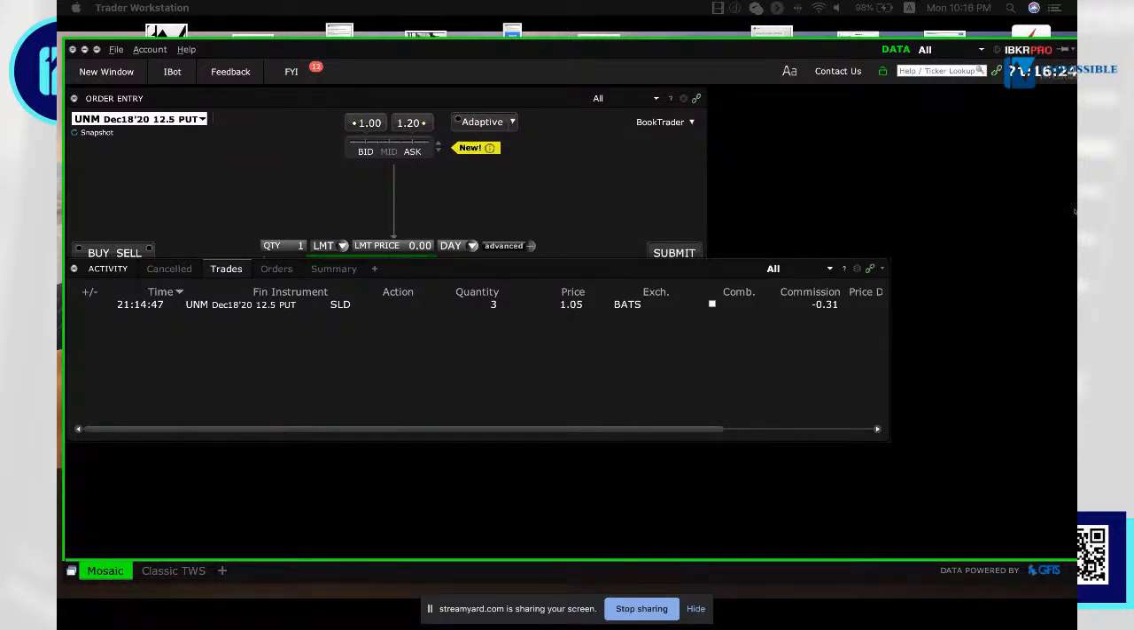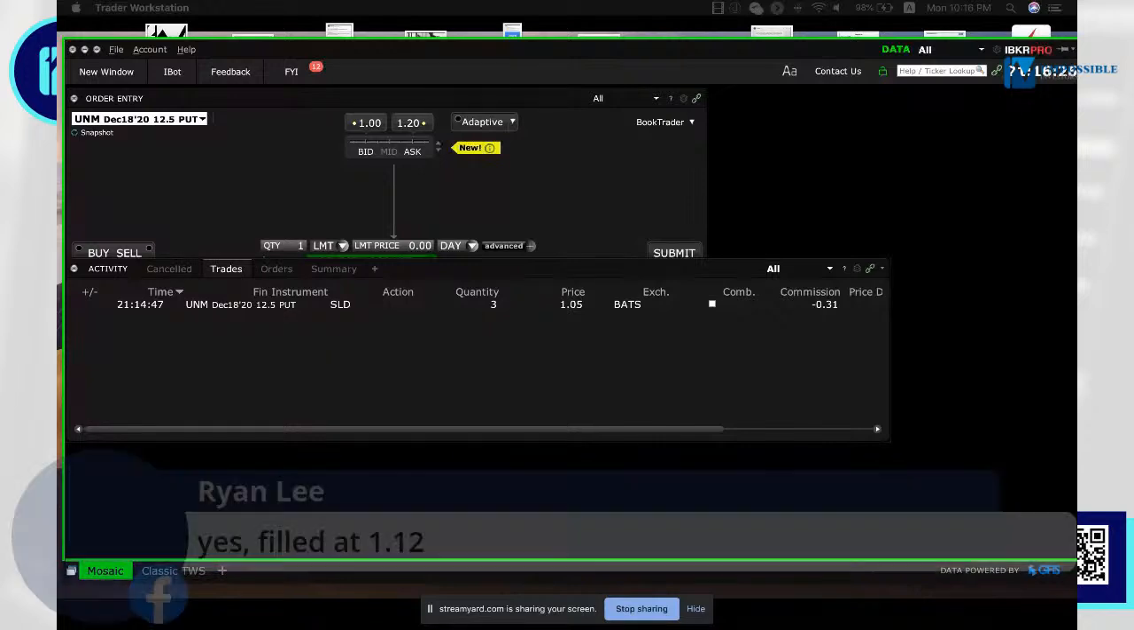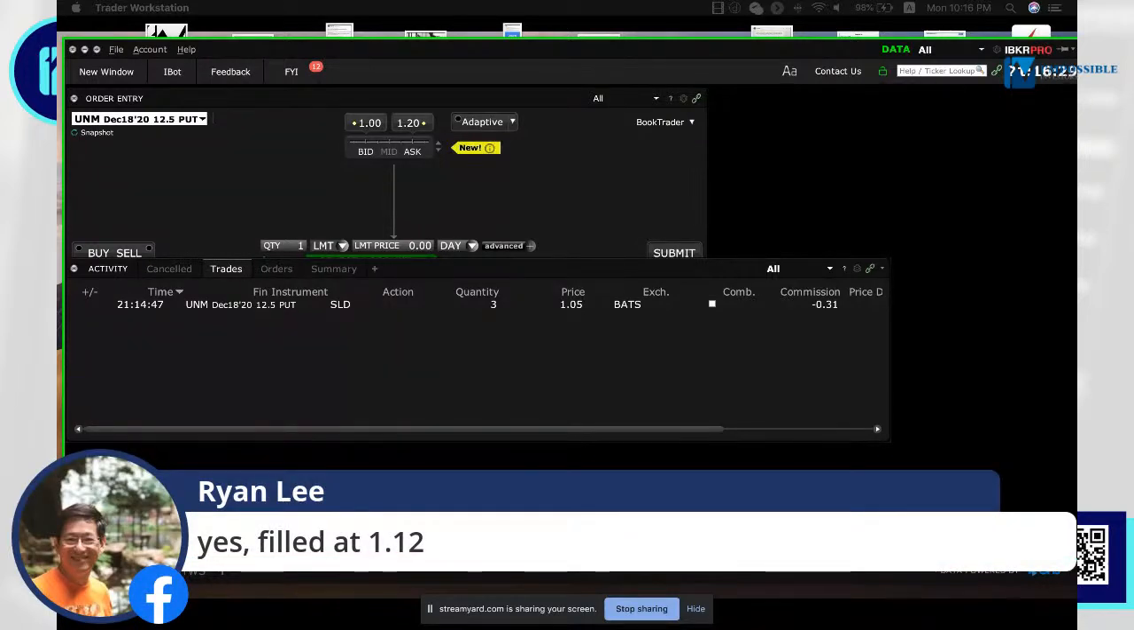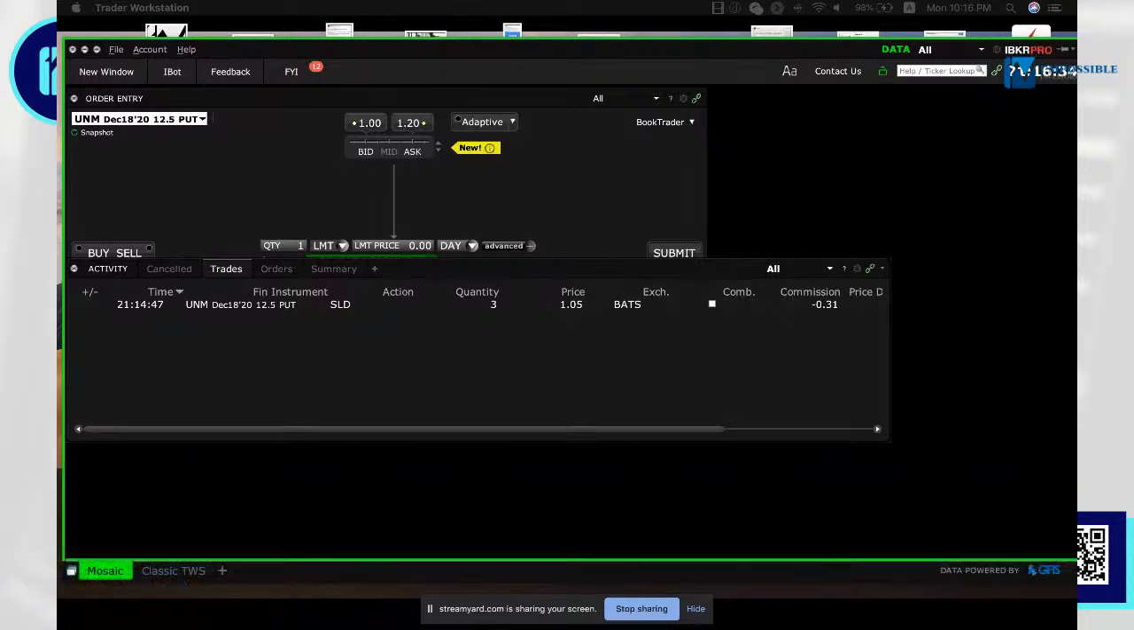Now, Ryan got it filled at 1.12. That's great, no issues over here. I'll just put it under the official portfolio at 1.05.